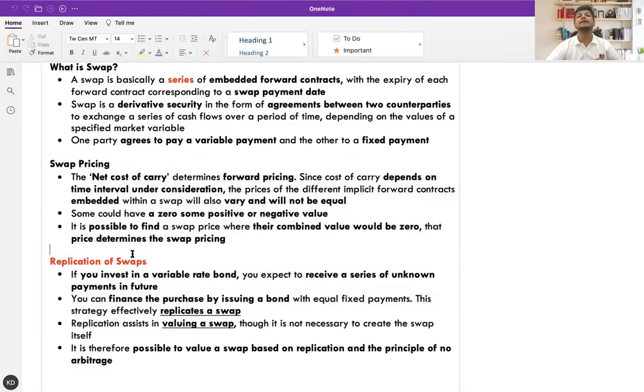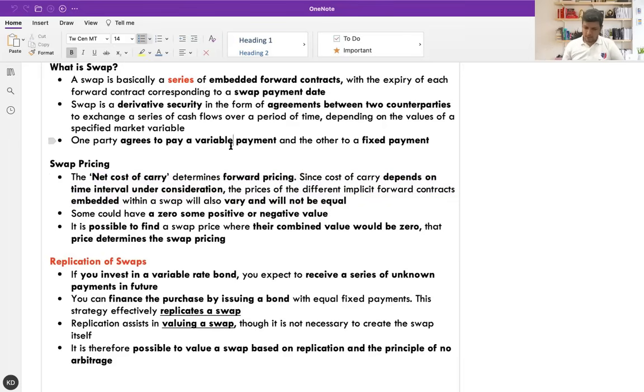Now we are going to understand the pricing of the swap. The pricing of the swap is very, very important, and that depends on your estimation of the future interest rates. So the net cost of carry determines the forward pricing. Since the cost of carry depends on the time interval under consideration, the prices of the different implicit forward contracts embedded within a swap also vary and will not be equal. Now, let me tell you what that means.